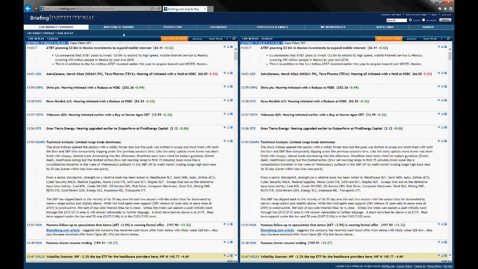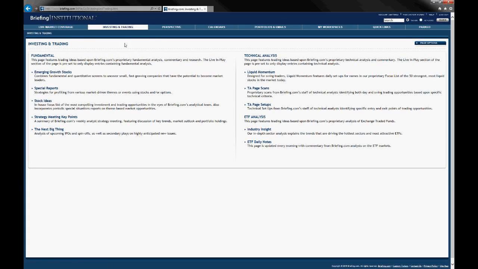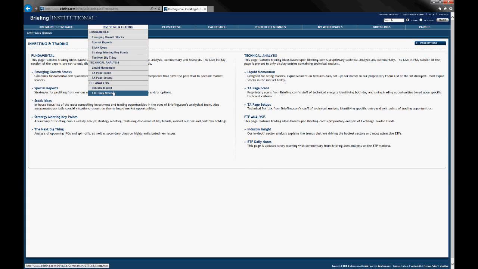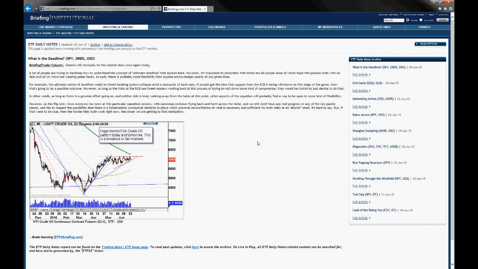I'm going to start with ETF Daily Notes, which you can access using the drop-down button menu this way, or if you click on Investing and Trading, you can go to the splash page where all links to all the reports are, and click on ETF Daily Notes. So this is how you access the page. You can also bookmark it.